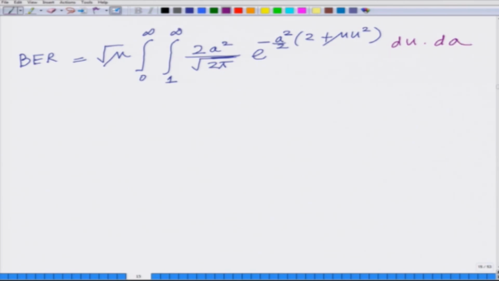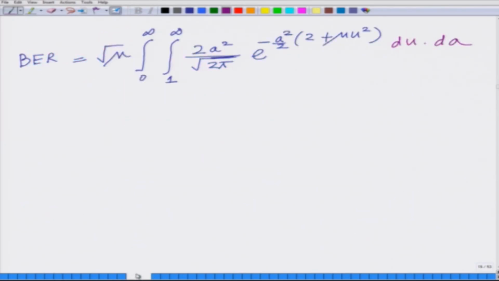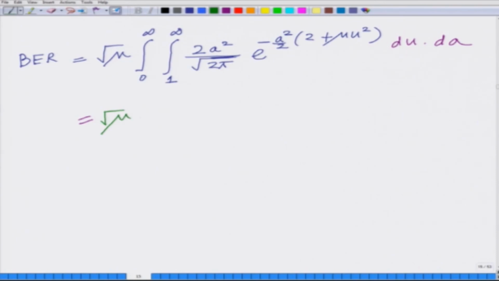And now, what I am going to do is change the order of these two integrals. Remember, here I have the inner integral with respect to u and the outer integral with respect to a. I am going to change the order of these integrals, and therefore I am going to bring the integral with respect to u outside and take the integral with respect to a inside.